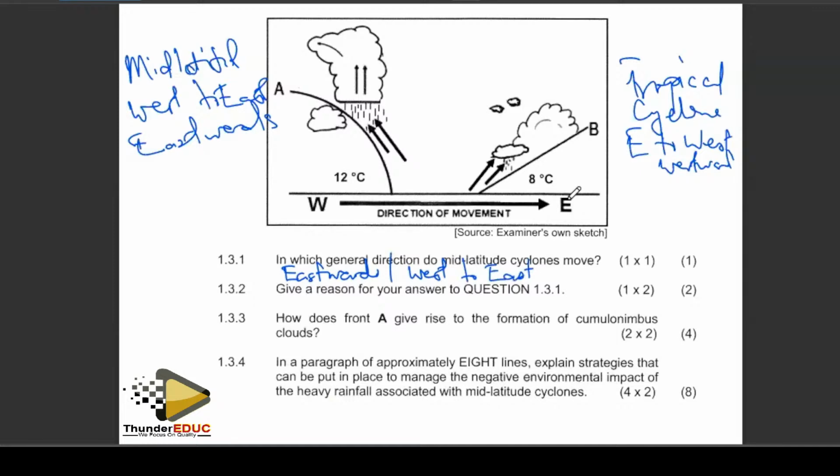Give a reason for your answer. Why do they move in that direction? Right, I think you still remember from grade 10, we did the global air circulation model. The planetary winds. We have a belt of the tropical easterlies or the trade winds. We have a belt of the westerlies and we have a belt of the polar easterlies. The winds which have an influence over the movement of the mid-latitude cyclone, if you refer back to the global air circulation, are the westerlies. They move under the influence of the westerlies.